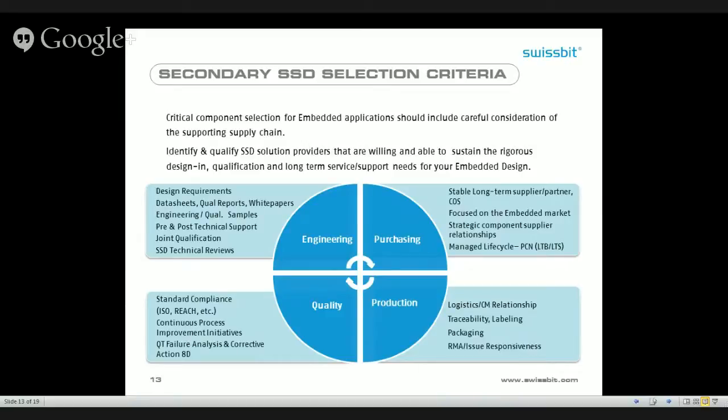And lastly, and probably most importantly, is the quality. The standards compliance to ISO and REACH, having a solution provider that provides continuous process improvements, and also has a quick turnaround on failure analysis and corrective action, and making sure that those are monitored for you. So those are the four, at a high level, the four different disciplines that want to make sure that they have some input into the selection process.